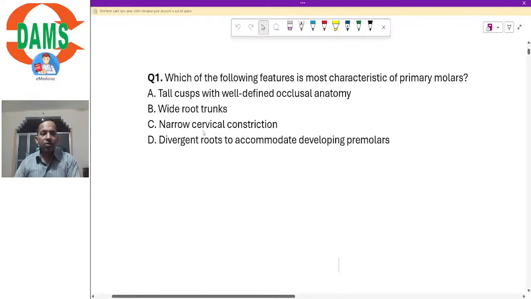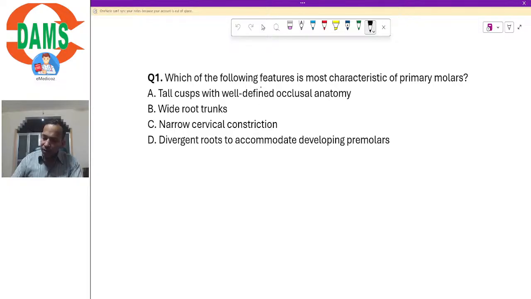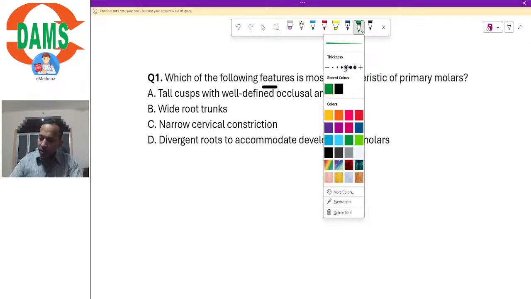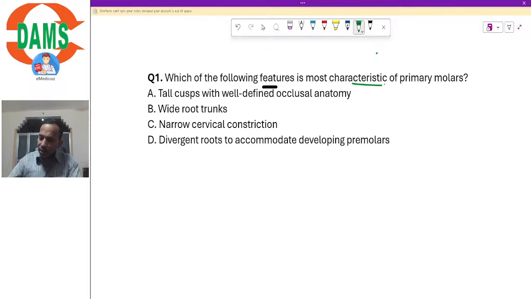So these are some of the MCQs. Which of the following features is most characteristic of primary molars? Tall cusps with well-defined occlusal anatomy, that we have already studied, is a feature of permanent dentition.